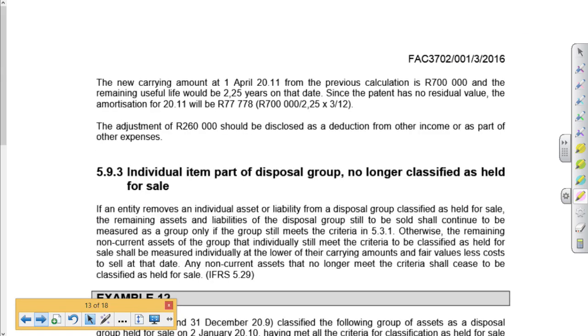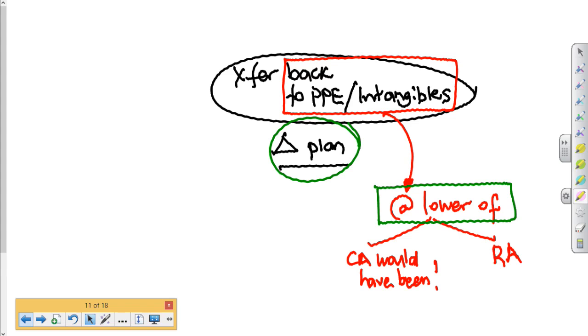The new carrying amount will be 700. The remaining life, 2.25 years. They worked out the remaining life from the beginning. And the amortization would then be 700 divided by 2.25 for the remaining 3 months of the year up to June. And the 260 will be an expense in your P&L. So that's when I have a reversal of a non-current asset held for sale back to PPE or intangibles. A change in plan. It goes back at the lower of what the carrying amount would have been, or recoverable amount.